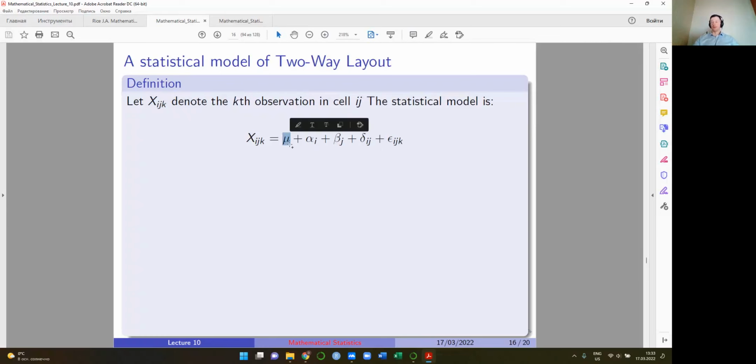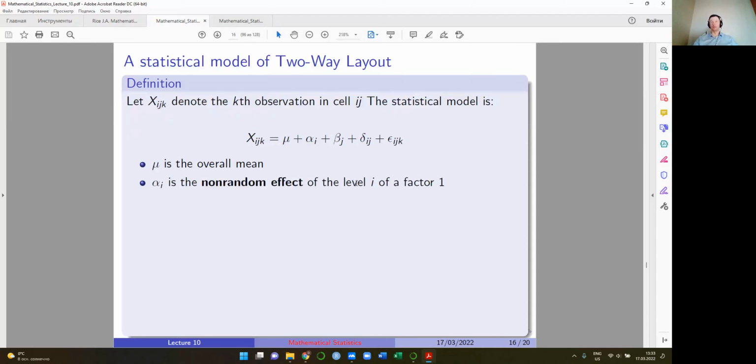So mu is the overall mean. That's totally fine. Alpha i is also familiar to us. This is the level of production which is attributed to the difference in technology, right? So this is a non-random effect of the level i of factor 1. So the i-th oil well gives us some difference in terms of productivity.